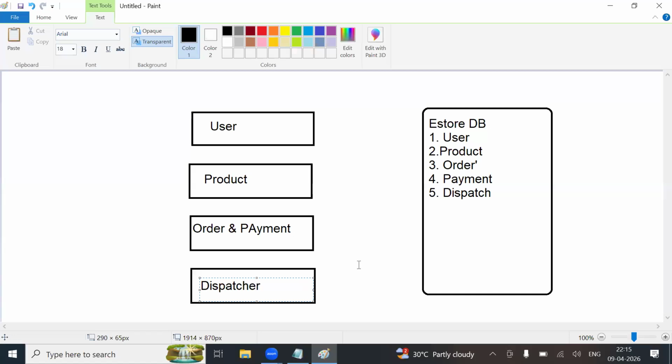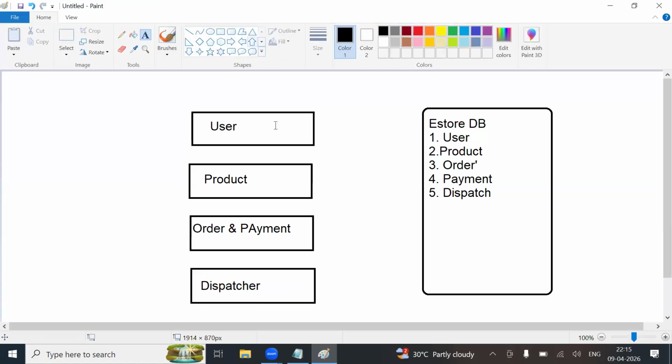If all the services connect to the same database, is it a proper microservice architecture? Everything connected to the same database. No, sir, that is not. This is not a microservice architecture. Why? Because if anything goes wrong on a product table, my user service will also fail. My order and payment will also fail. My dispatcher will also fail. Am I right or wrong?